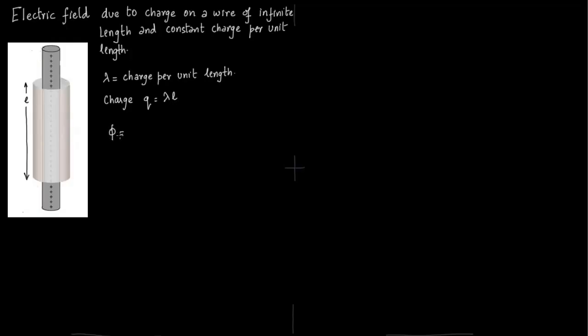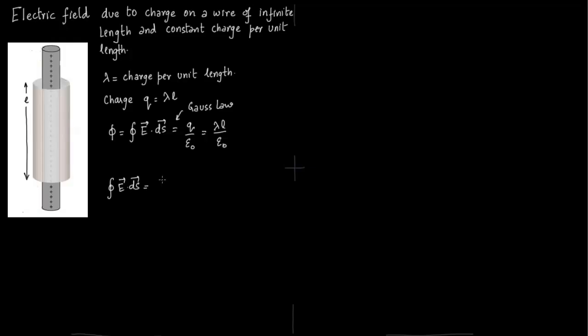Flux is given as the surface integral of E vector dot dS vector. Now by Gauss's law, this is equal to Q over epsilon 0, so this is equal to lambda L over epsilon 0. We will explain later why we can use Gauss's law. The first condition is satisfied because we are assuming it is constant charge per unit length. And for the second condition, we will show that E vector and dS vector have angle 0 between them.